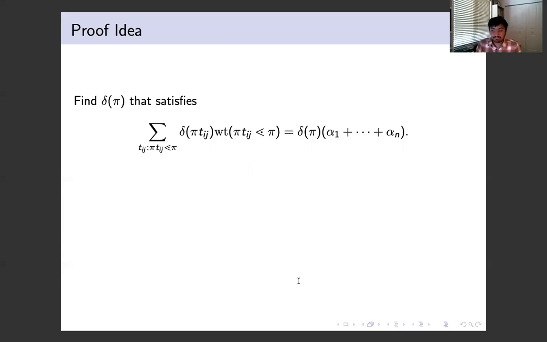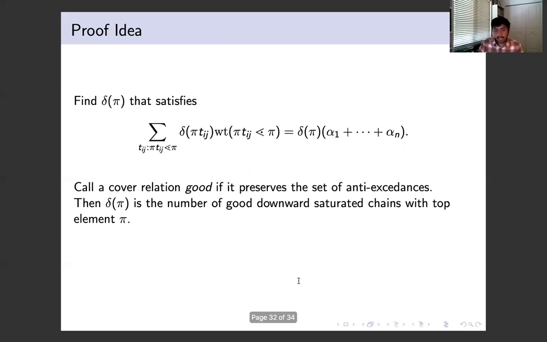So let me just quickly go over the proof idea behind our theorem. The first main idea is that it suffices to find a function delta on circular permutations that satisfies the following recursion. And one can then use this recursion with a double counting argument to factor the chain sum as per our theorem. So call a cover relation good if it preserves the set of anti-exceedances. And recall that these are the same ones which have a wraparound weight. And it turns out that we can characterize this function delta in terms of saturated chains which only include good covering relations.